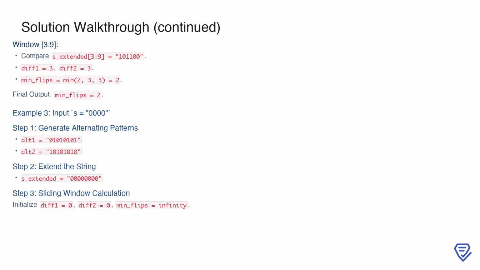Now, consider the third example where the input string is s equals 0000. As before, we generate the alternating patterns. Alt1 is 01010101 and alt2 is 10101010. Extending the input string gives s_extended equals 00000000. With n equals 4, we initialize diff1 equals 0, diff2 equals 0, and min_flips equals infinity.